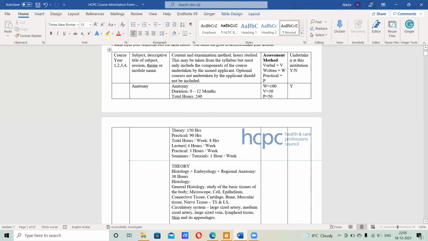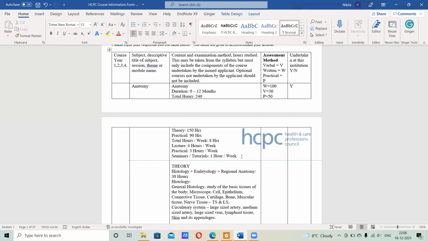So the lectures had 4 hours per week, and the practicals were for 3 hours per week. And then we either had seminars or tutorials for 1 hour per week. And now you'll be like, oh, Nikita, all of this is fair and good, but where did you find this information? Well, the answer to this is simple.